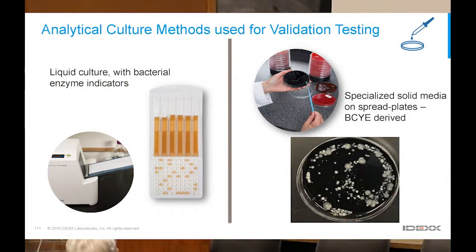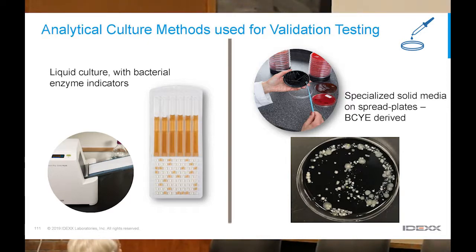So now you understand how to choose a lab, you understand how you should be taking a sample. What about the methodology? There are various analytical culture methods that are used for validation testing. The first one is done on specialized solid media that has what's called buffered charcoal yeast extract, and it's black. It's cool looking plates. Really hard to read. If you're a microbiologist, you will understand this.